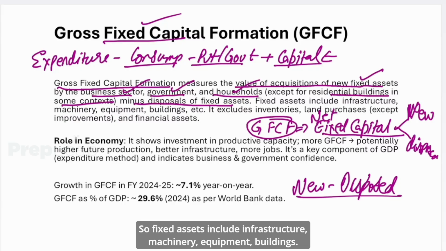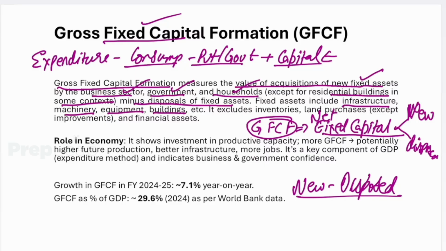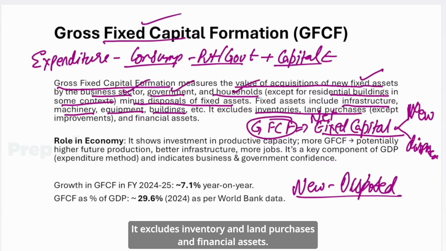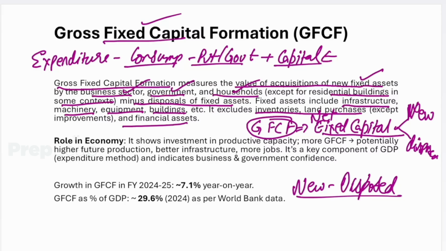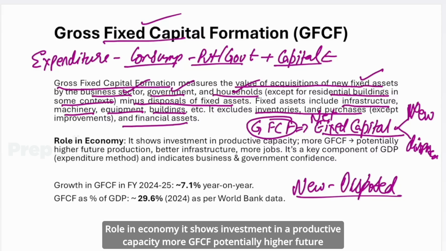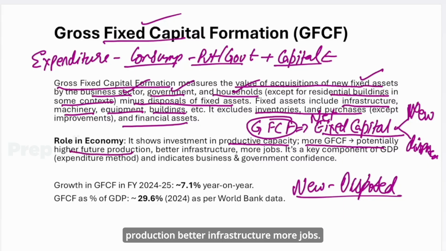So fixed assets include infrastructure, machinery, equipment, buildings. It excludes inventory and land purchases and financial assets. So these are not fixed capital. Role in economy: it shows investment into productive capacity. More GFCF means potentially higher future production, better infrastructure, more jobs.